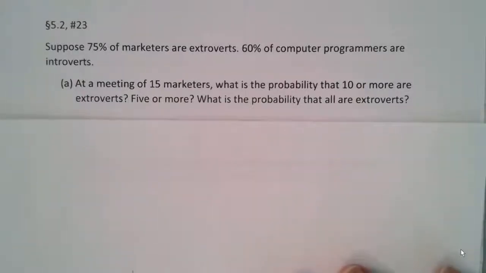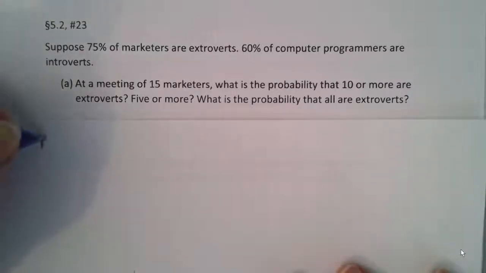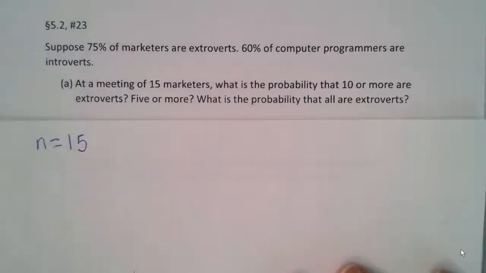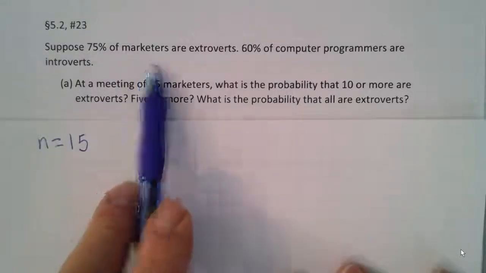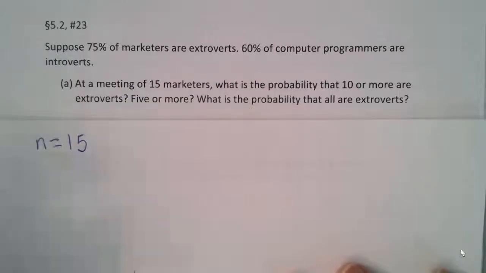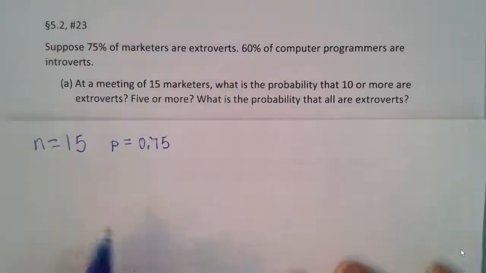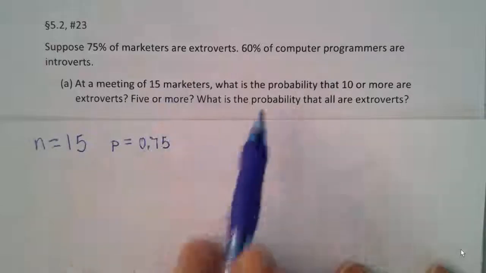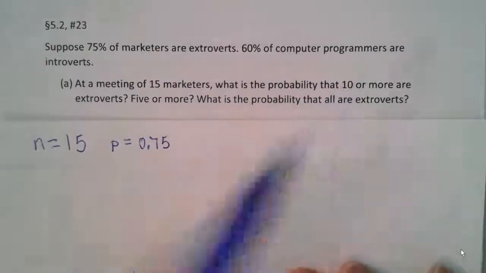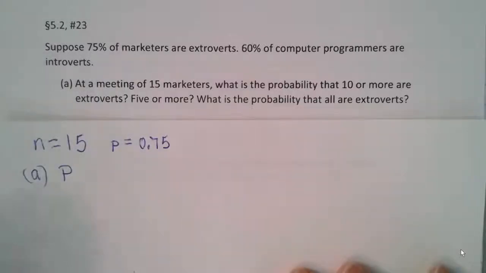So let's take a look at the first part here. We're looking at a group of 15 marketers. So n is equal to 15. This, of course, once again is binomial distribution. We're classifying each of the marketers as either an extrovert or not an extrovert. The probability of being an extrovert, if one is looking at a marketer, is 75% or 0.75. And out of this group of 15 of these people, we want to know what's the probability that 10 or more are extroverts.